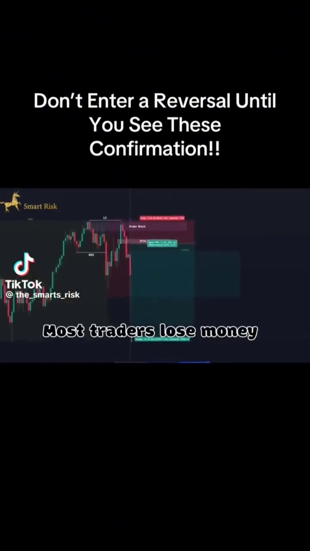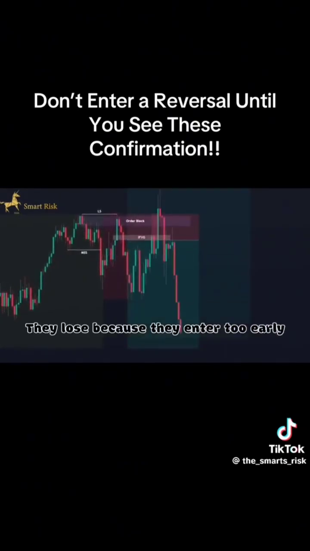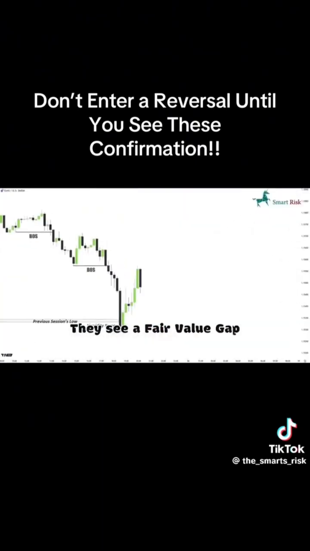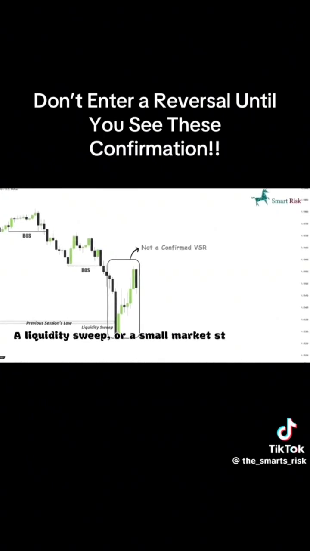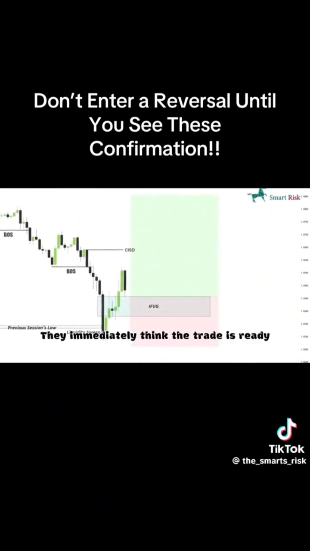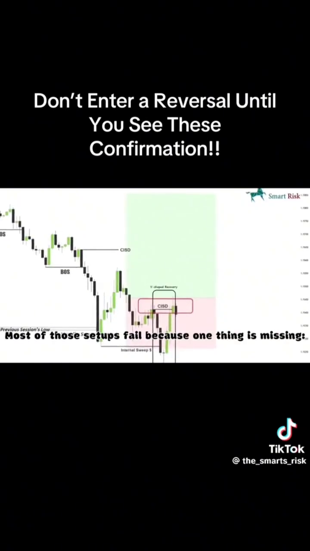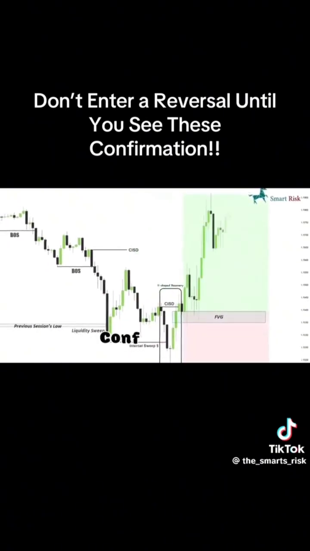Most traders lose money not because their strategy is completely wrong, they lose because they enter too early. They see a fair value gap, an order block, a liquidity sweep, or a small market structure shift, and they immediately think the trade is ready. But the truth is, most of those setups fail because one thing is missing: confirmation.